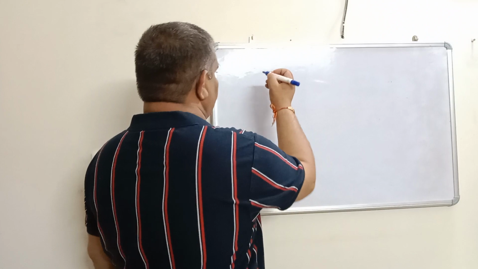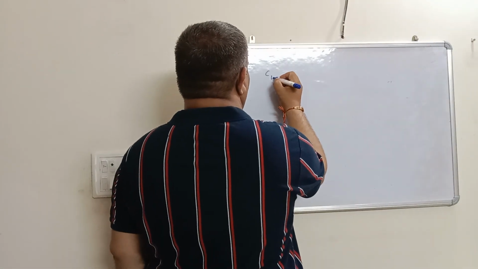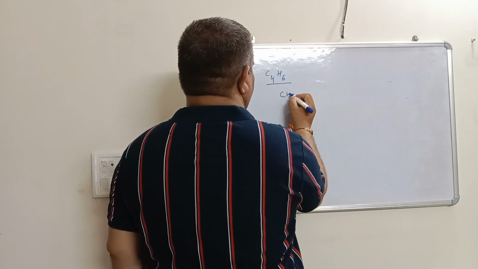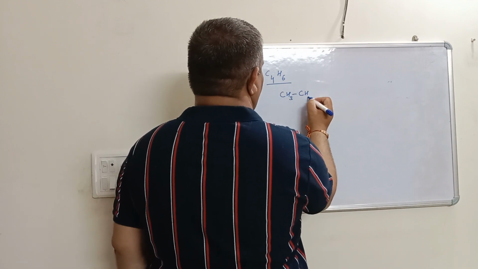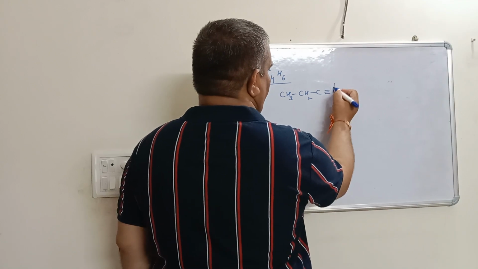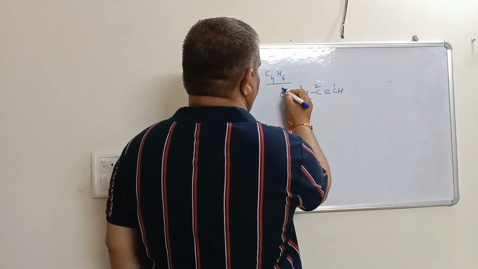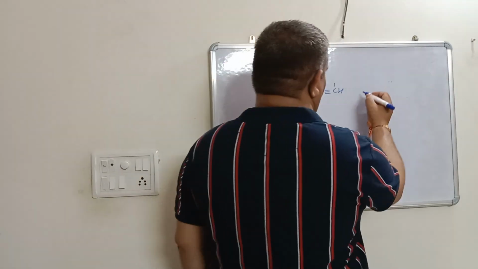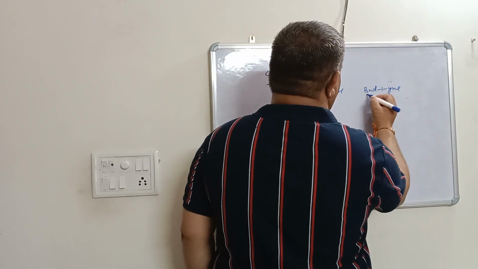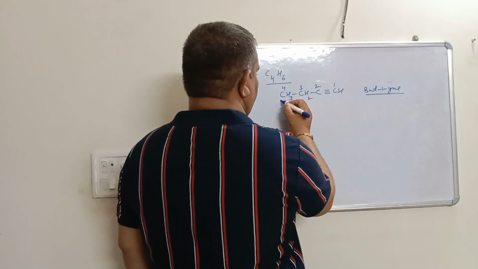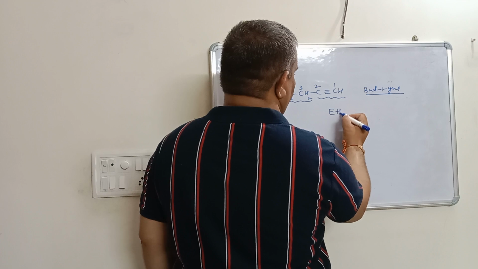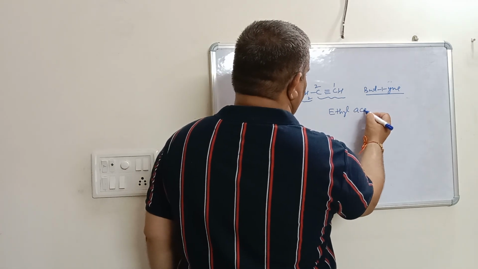And the next member is C4H6, this is CH3, CH2, carbon triple bond CH, and the IUPAC name is 1, 2, 3, and 4, and the word root is but, and position 1, yne, and the common name is ethyl acetylene.